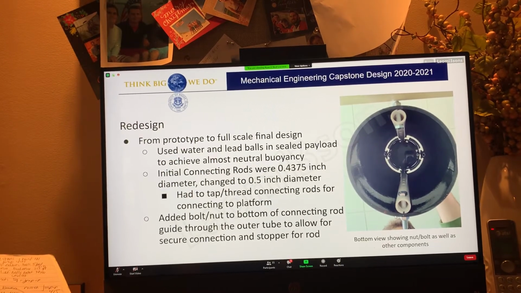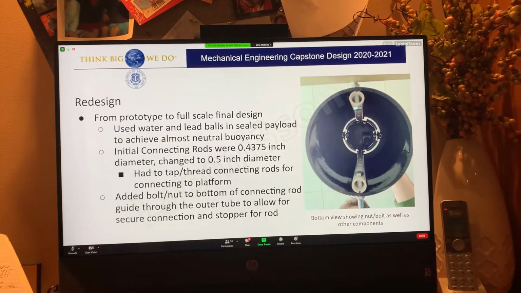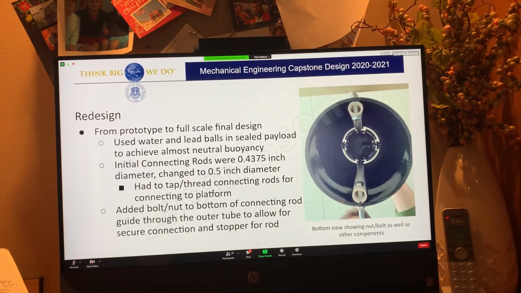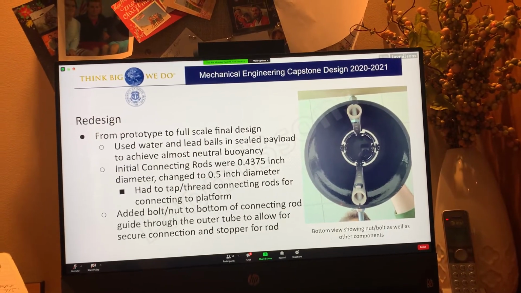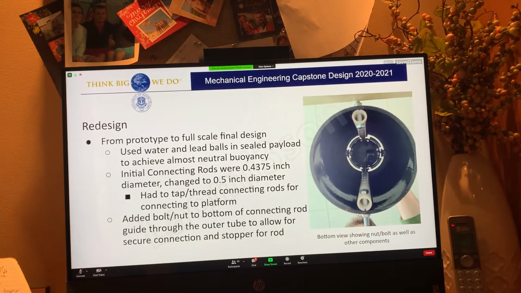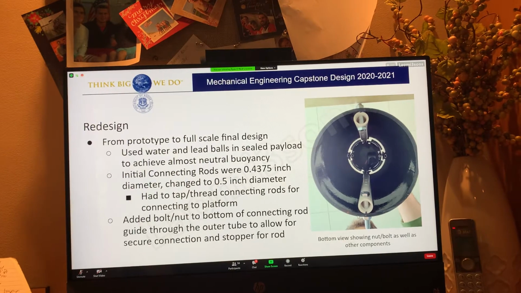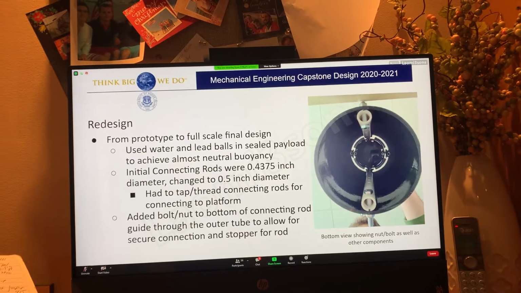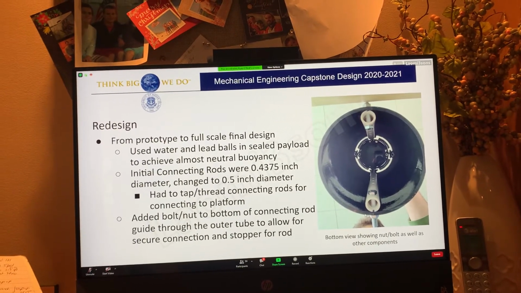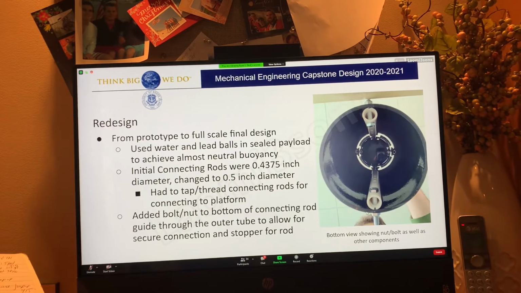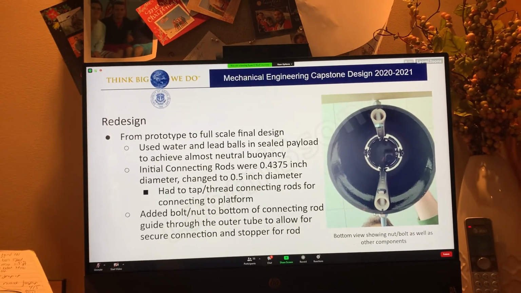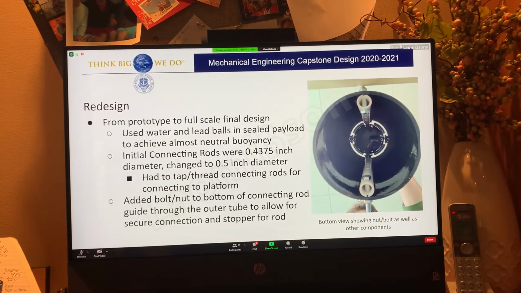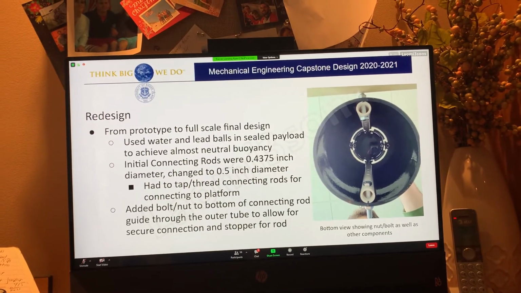From our initial design to building our prototype, we realized that the original connecting rods that had a diameter of 0.4375 inches was too loose of a fit. So we ended up increasing this diameter to 0.5 inches, which ended up fitting perfectly. We then tapped and threaded the top of these rods to screw into the screw hooks that are connected to the platform. As mentioned previously, the only other change in the design was the addition of the nuts and bolts on the bottom of the connecting rod guide into the bottom of the outer tube to give the perfect fitment of pinhole alignment, as well as for the prevention of the overextension of the springs.